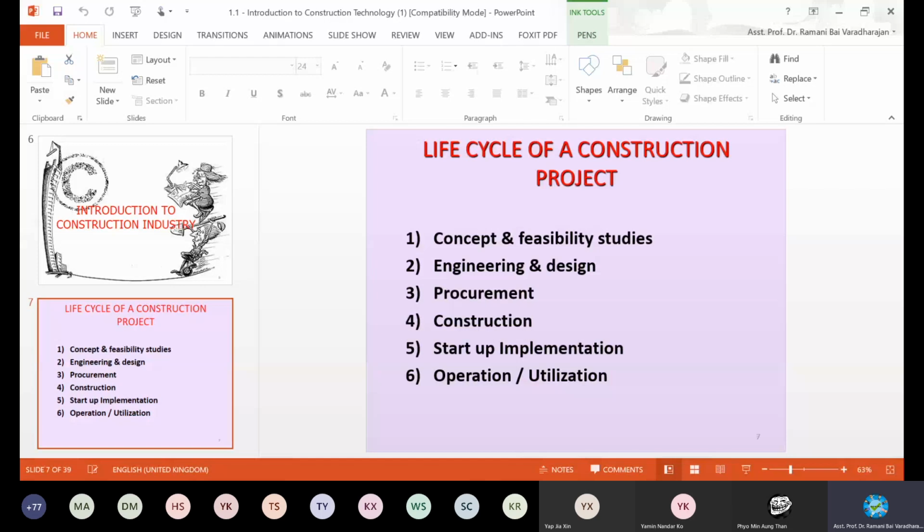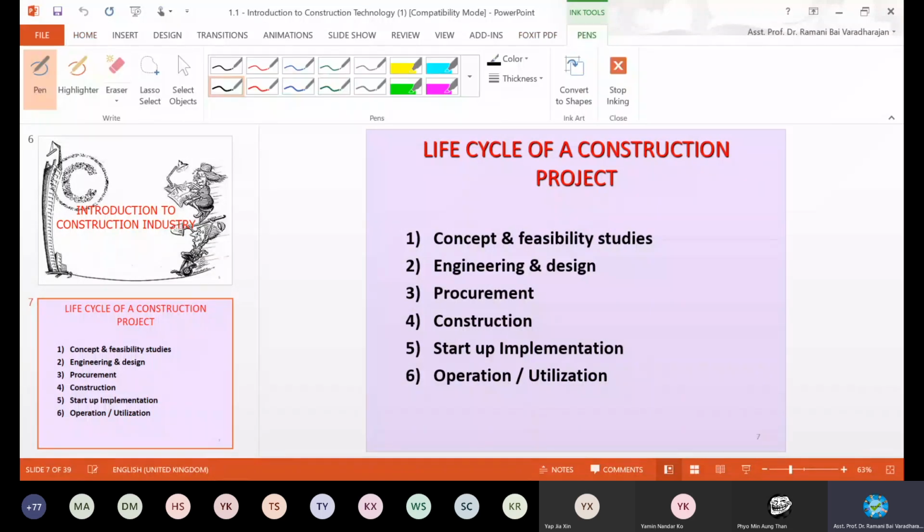Maintenance. Operation and utilization. Very good. Good thinking. Maintenance and operation is also necessary. One moment. Maintenance, good point. But it is not exclusively written here, though we can add it. Maintenance, I'm sorry for the handwriting. Startup, implementation, operation, utilization, and slash also maintenance. During utilization, you need to maintain, so it can be coupled together.